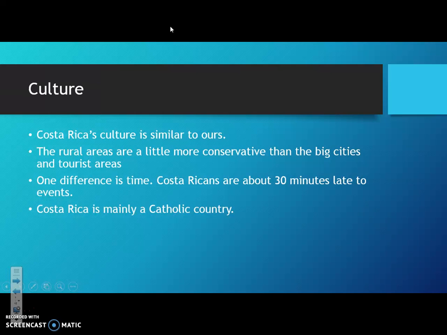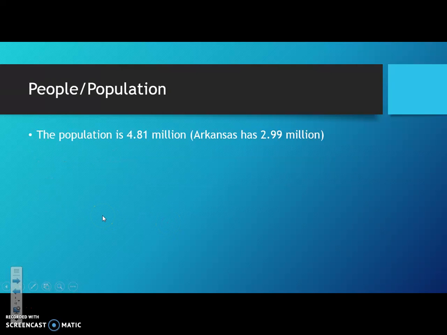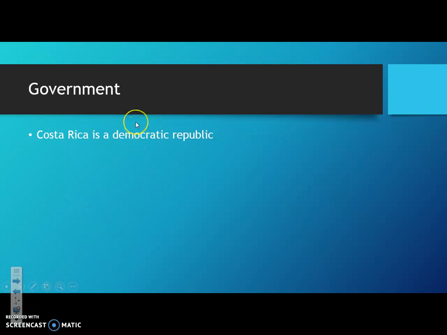The rural areas of Costa Rica are more conservative than the big cities, and the tourist areas are a little more liberal. Costa Rica is a largely Catholic country, and they do uphold a lot of their religious views. The population of Costa Rica is about 4.81 million, which is not much bigger than Arkansas. Arkansas has 2.99 million, so we're not talking about a big difference in population. The government, Costa Rica is a democratic republic. We are a republic ourselves, but they are a democratic republic.